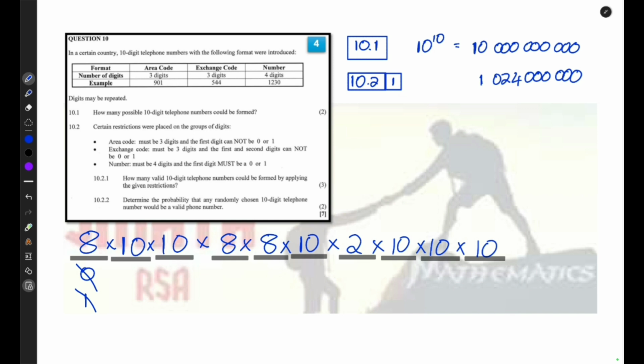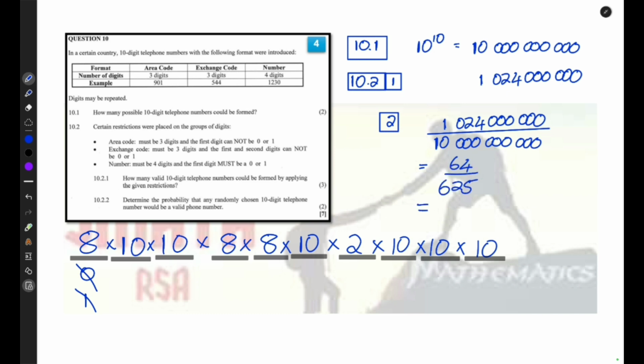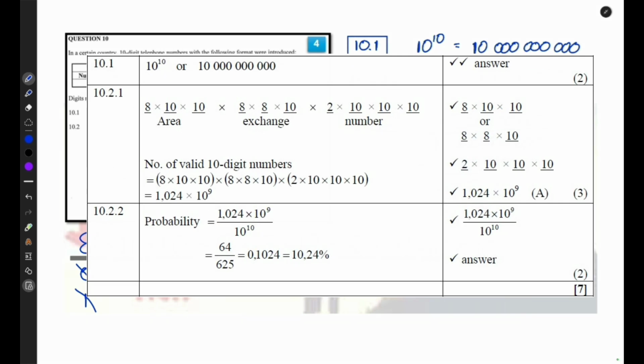Okay, so it sounds complicated, but I now worked out both variations. So I worked out how many options are possible if I comply with the restrictions. I know that all the possibilities were 10 billion. If I just divide those 2 answers, I'm going to get the answer to the question. And this probability is 64 over 625, or you could just say it's 0.1024 probability chance of getting a valid telephone number. Here is the official memo. Please check if you would have gotten full marks for this question.